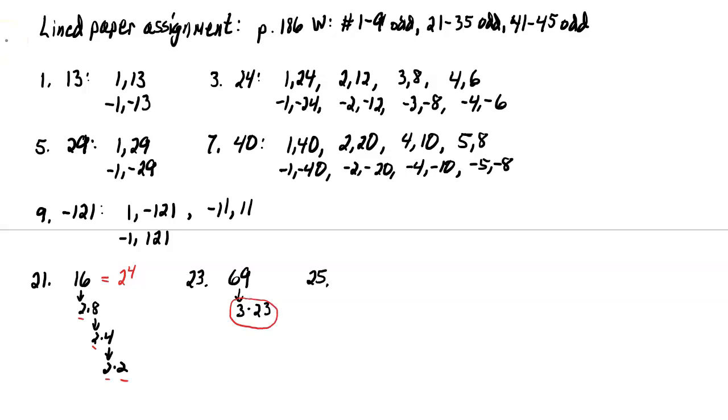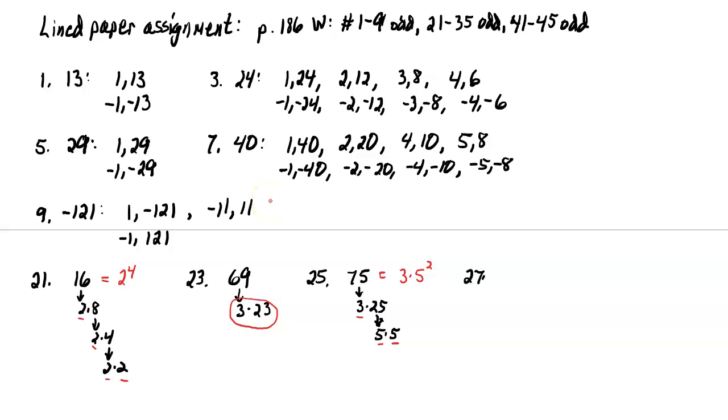Next, number 25. The number is 75. 75 is 3 times 25, and 25 is 5 times 5. 3 times 5 times 5 is 75. So that's 3 times 5 to the 2nd power if you write it in exponential form.